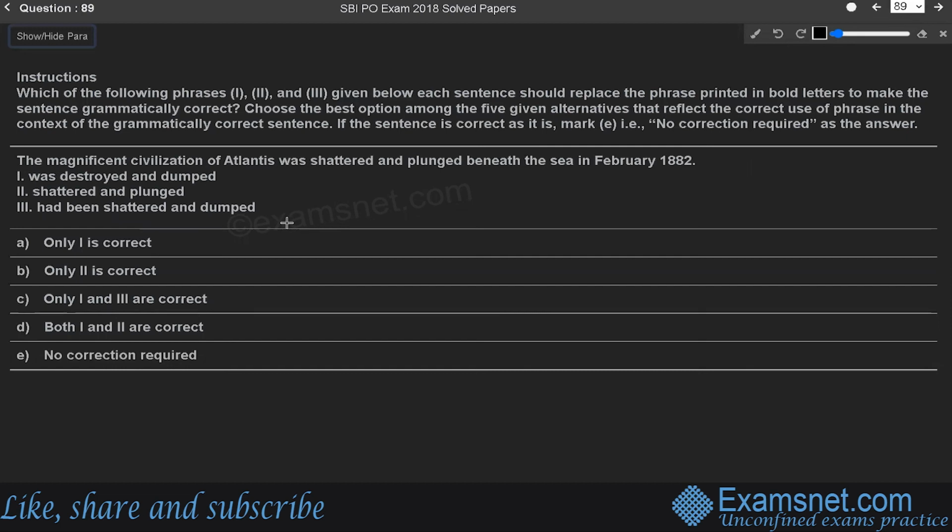Next question is: the magnificent civilization of Atlantis was shattered and plunked beneath the sea in February 1882. The phrases are was destroyed and dumped, shattered and plunked, had been shattered and dumped. Here the first phrase conveys the meaning that civilization was destroyed by some person. This is wrong because civilization cannot be destroyed by some person. Third also conveys a similar meaning, hence it is also wrong. And second phrase is correct, which is shattered and plunked. Thus, the correct option here is option number B, which is only second phrase is correct.